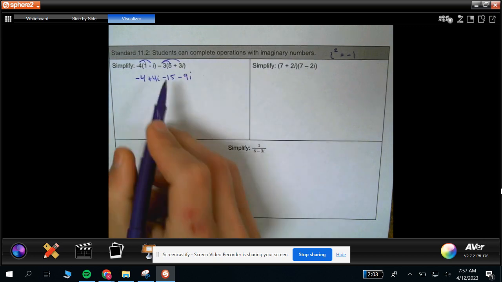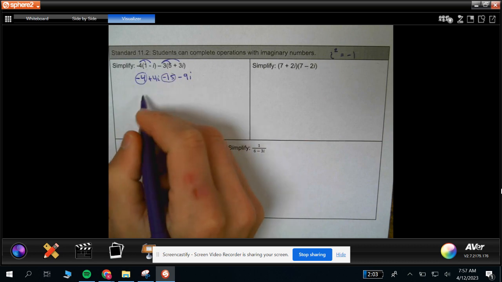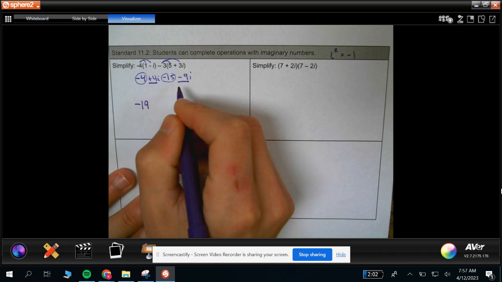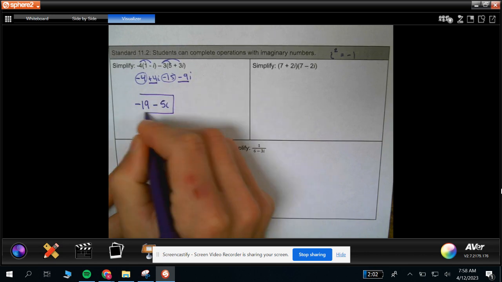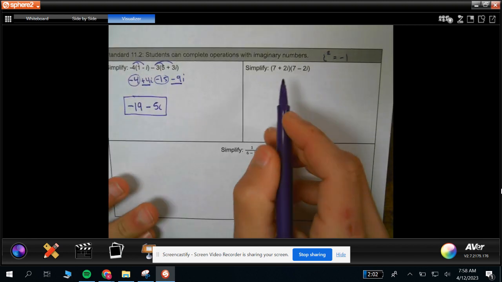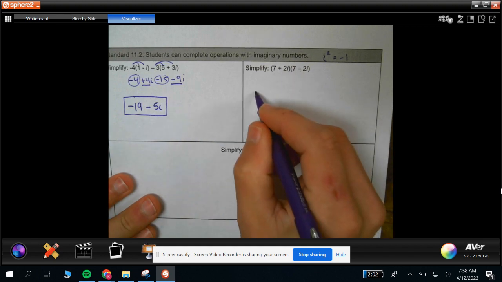Now what we've got to do here, real goes with real. So negative 4 minus 15 becomes negative 19. Plus 4i minus 9i becomes minus 5i. All right, for this one over here, simplify. We're multiplying 7 plus 2i times 7 minus 2i.